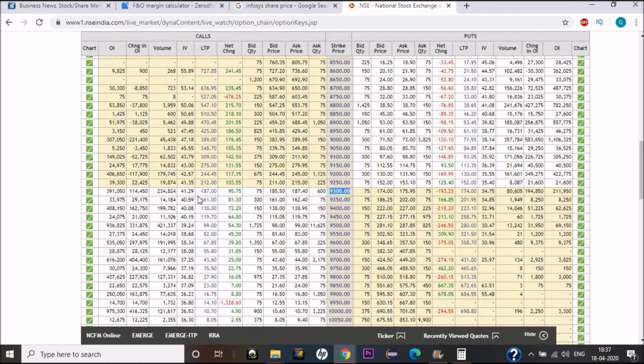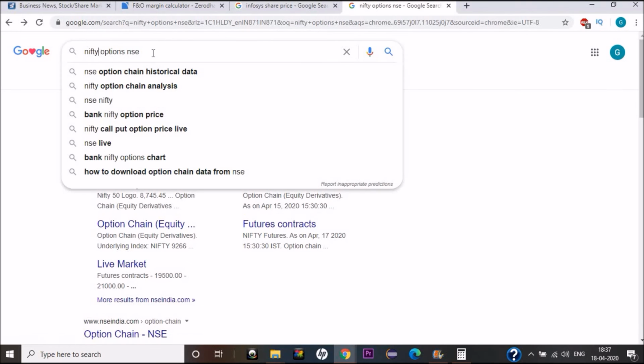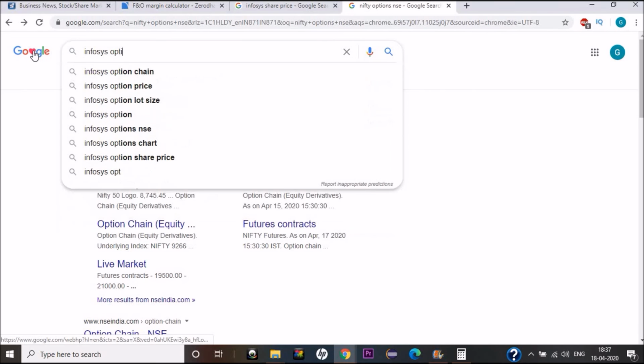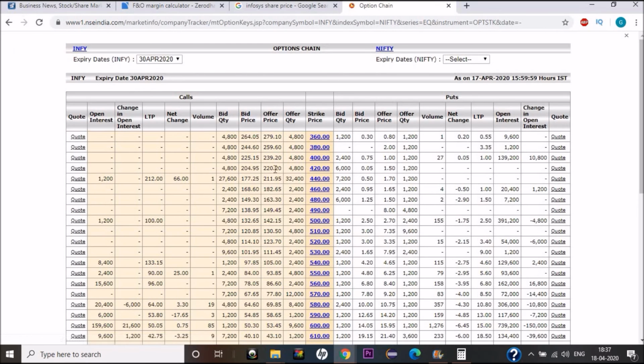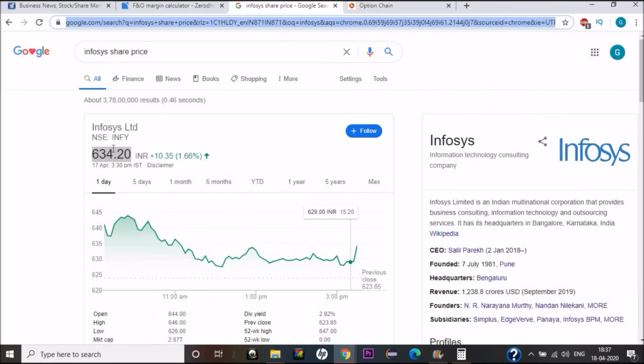Okay, let me open Infosys. Infosys would be better because we are dealing with Infosys option chain. Yeah, here's Infosys. Infosys is trading at 934.